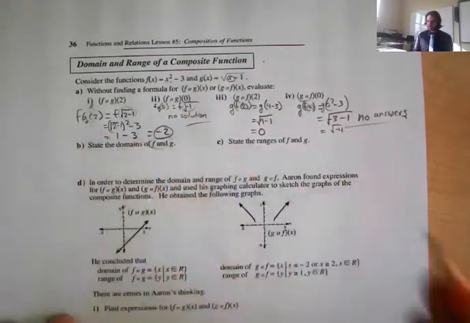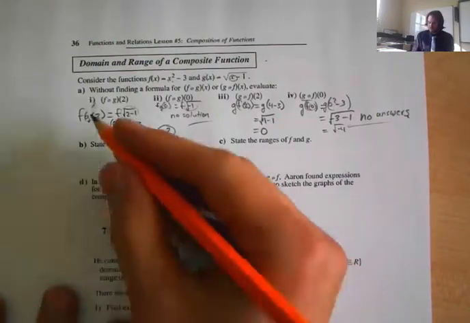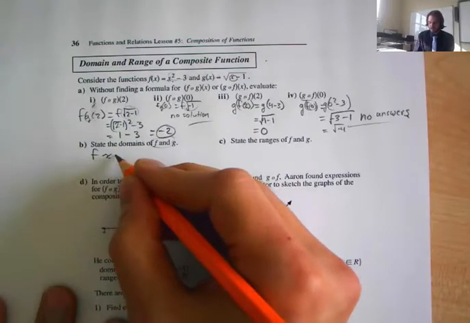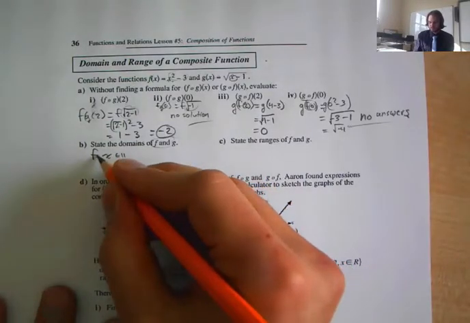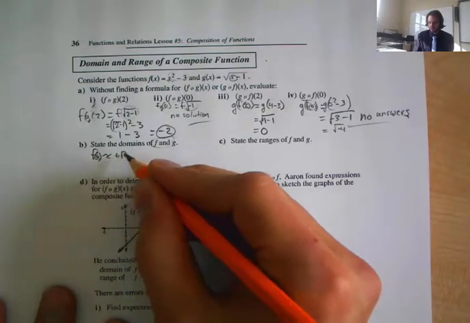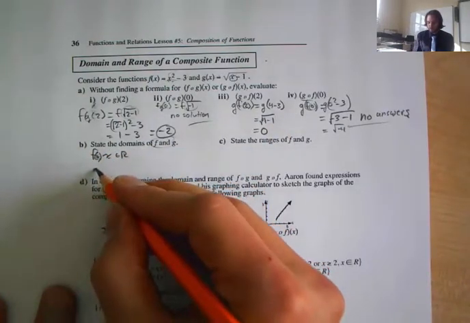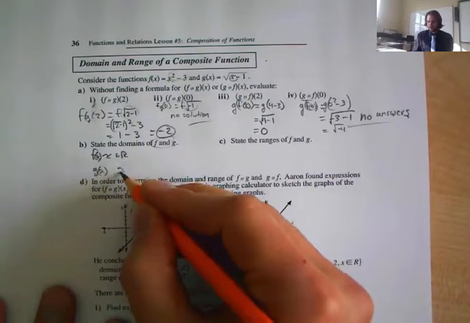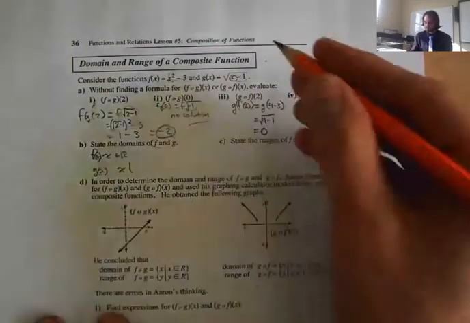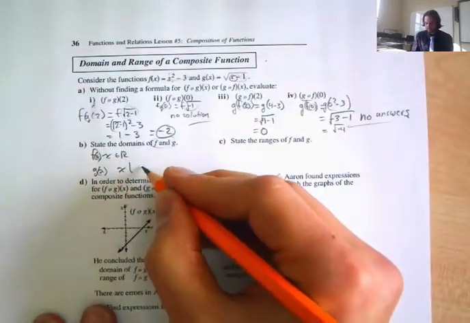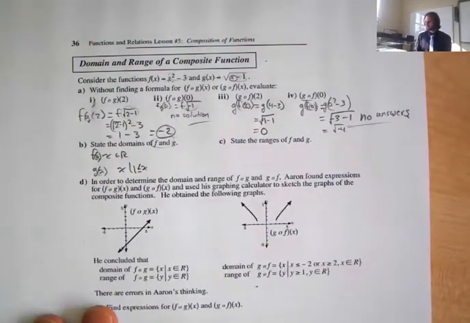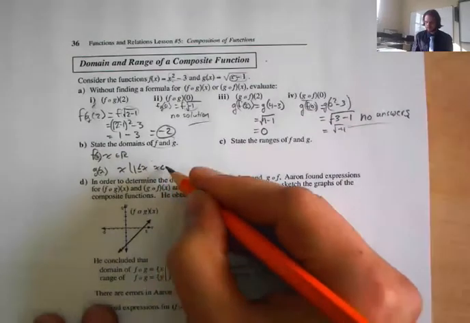Well, the domains, what can x equal to? For f, x is an element of all real numbers. For g of x, we have x such that x must be greater than or equal to 1, and x is an element of all real numbers.